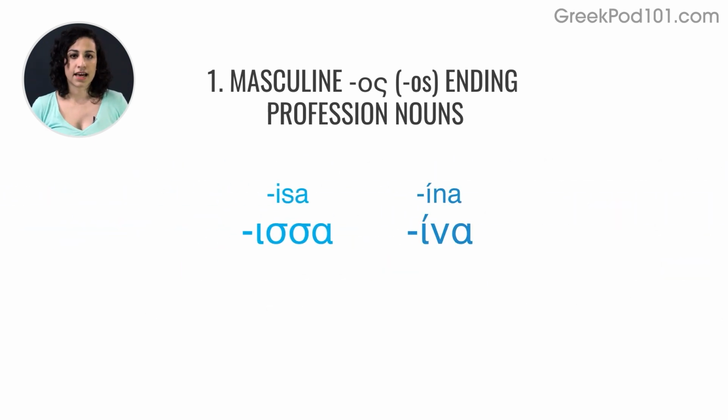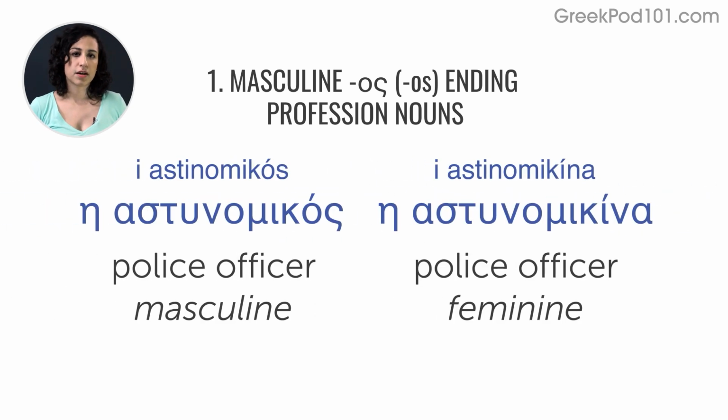The endings ίσα and ίνα are sometimes alternative endings. However, they sound very informal and sometimes they are inappropriate for standard or formal speech. For example, it's more common to say η αστυνομικός than η αστυνομικίνα, police officer.